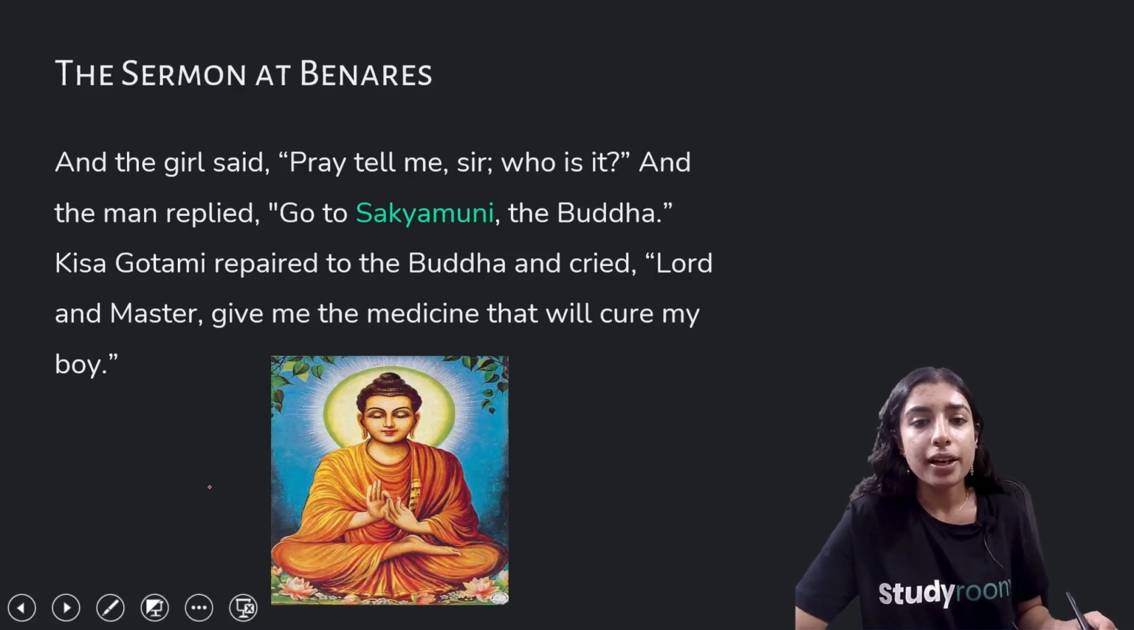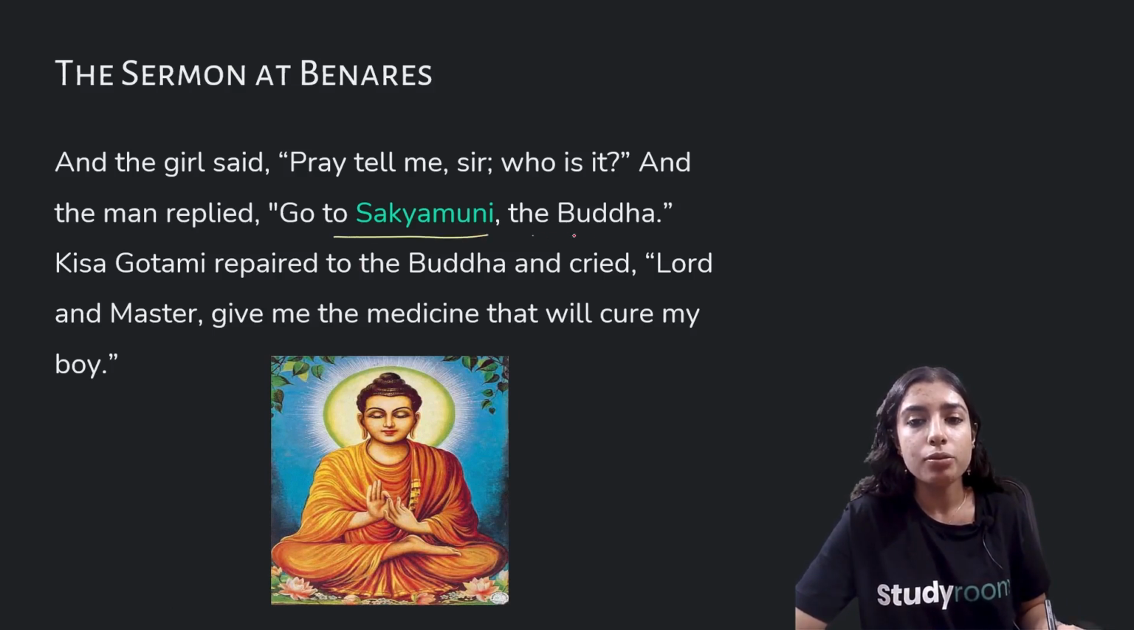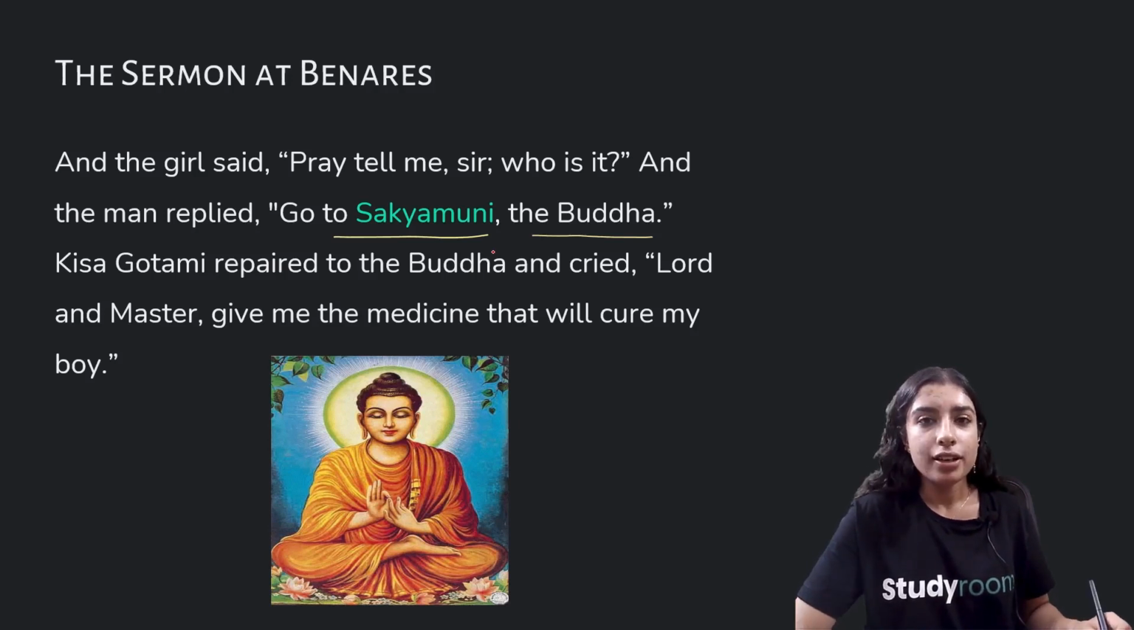And the girl said, "Pray tell me, sir, who is it?" And the man replied, "Go to Sakya Muni, the Buddha." Kisa Gautami repaired to the Buddha and cried, "Lord and Master, give me the medicine that will cure my boy." So, upon being told that she must go to Sakya Muni or the Buddha, the grieving mother went straight to Buddha.